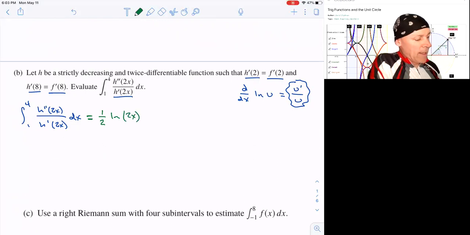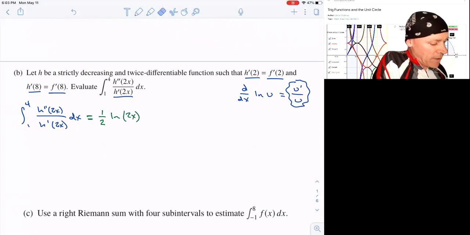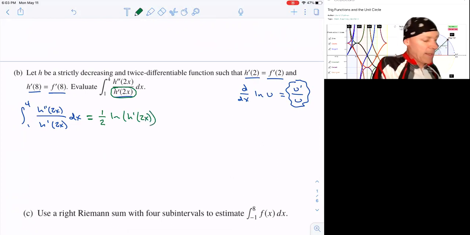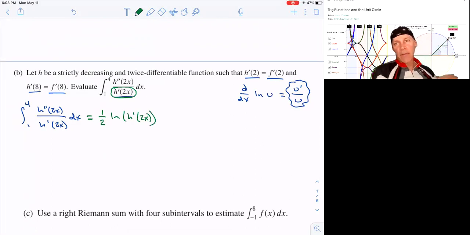Okay. Nope. That's a lie. It's going to be 1/2 of the natural log of the entire denominator. That is h prime of 2x. Now again, if I had time, what I could do is take the derivative of what I just came up with as my antiderivative, and I should come back to my entire integrand.